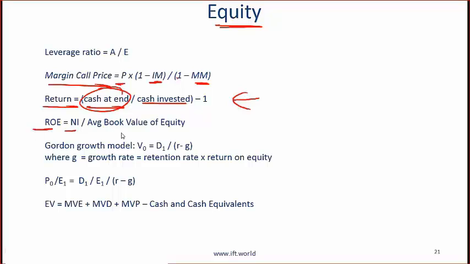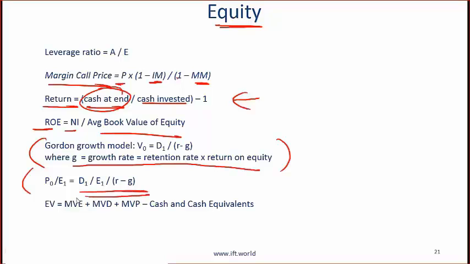ROE is net income over average book value. Gordon growth model shows up here, as well as corporate finance, extremely important. So the value at time 0 is D1 divided by R minus G. And this is the formula for the perpetual growth rate. The PE ratio based on fundamentals is given right here. And this is the formula for enterprise value. So all these are extremely important.